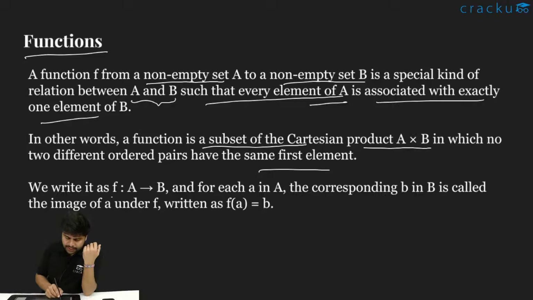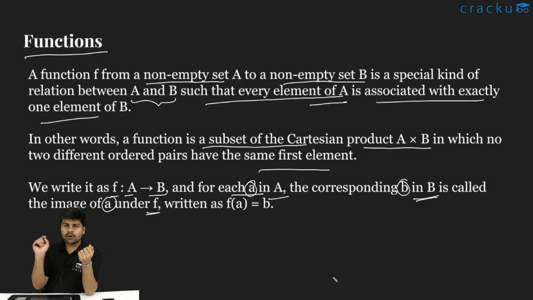We write it as f: A to B, meaning f is defined from A to B. So f takes input from the set A and outputs are taken from B. For each element a in A, the corresponding element b in B is called the image of a under f. So this output is also known as the image, written as f(a) = b. When we put the input a inside the function, the output, or the image, comes out to be b.